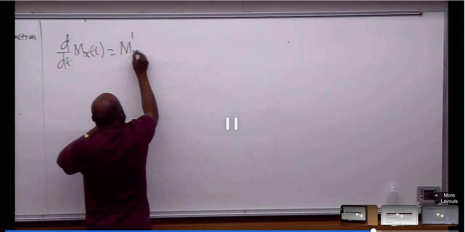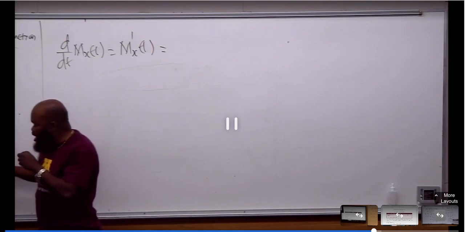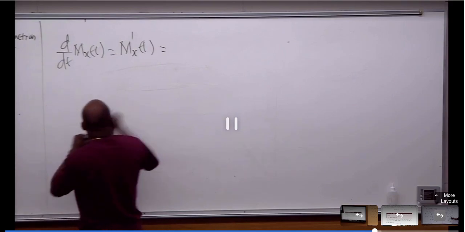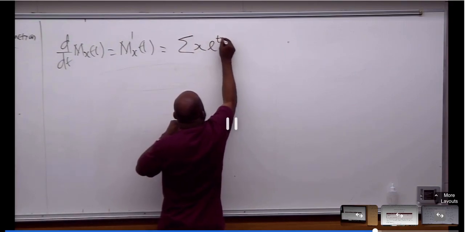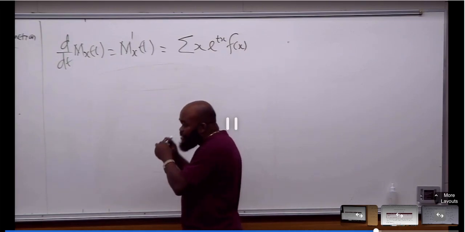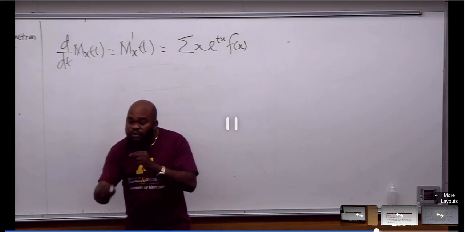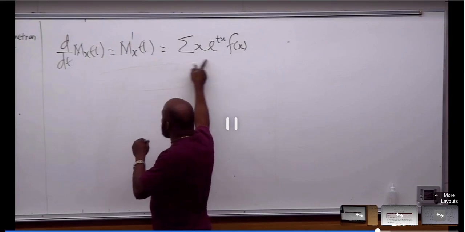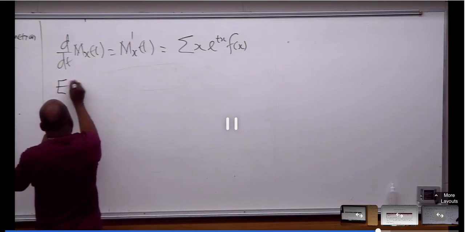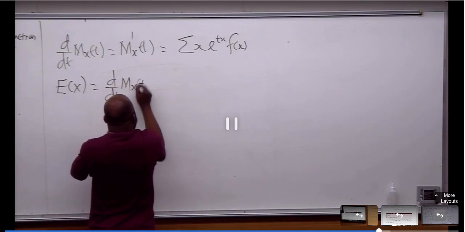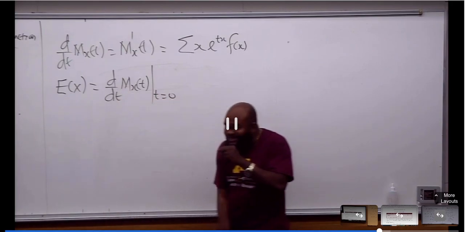If I want to differentiate, I'm differentiating with respect to t. You know that this is going to be the sum of x e raised to the power tx f(x). Who doesn't understand that? Now after differentiating that, I need you to listen. If I want to get the first moment using the moment generating function approach, after doing the first derivative, do you know that the expectation of X is the same thing as d/dt M_X(t) where t equals 0? So right now, I'm going to look at my first derivative.